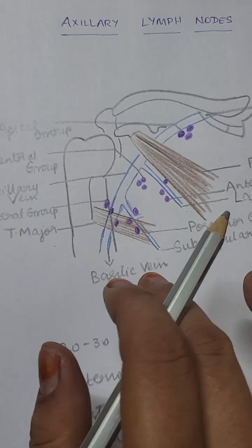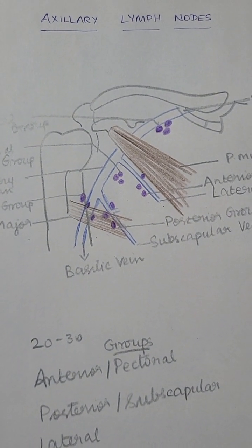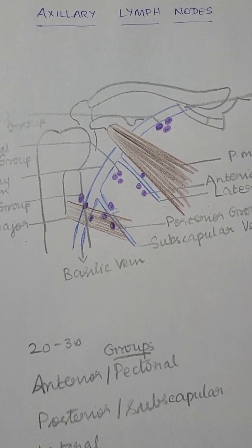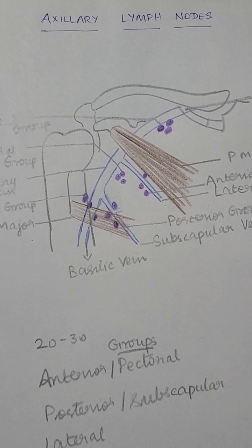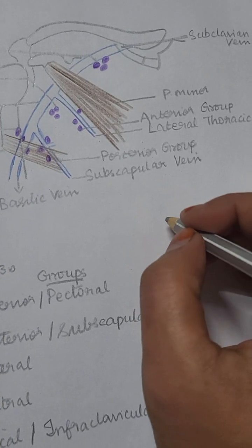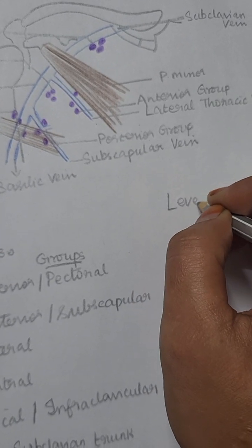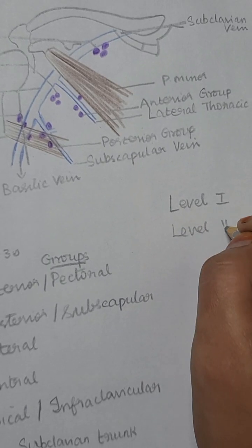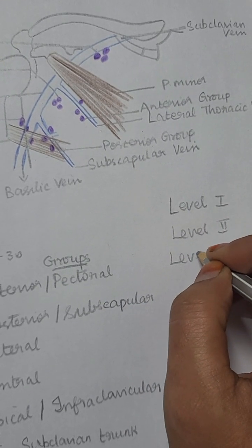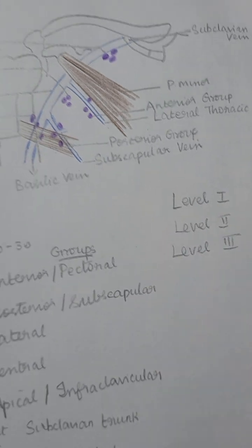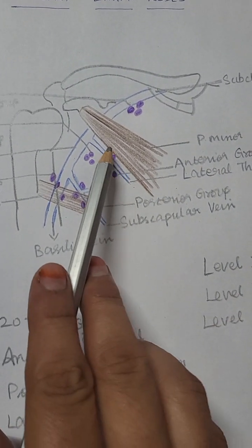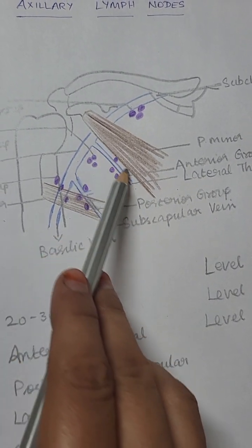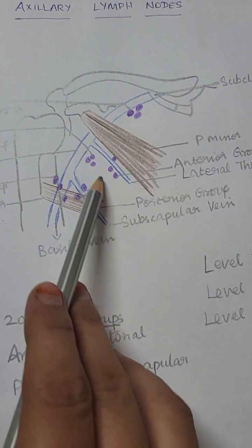So the lymph node examination must be done in clinical examination of the breast because they are involved in cancer breast. These are the groups of lymph nodes. We can also classify them into levels. In clinical examination they classify into level 1, level 2 and level 3. How are they classified? Level 1 lymph nodes are situated lateral to the lower margin of the pectoralis minor muscle.